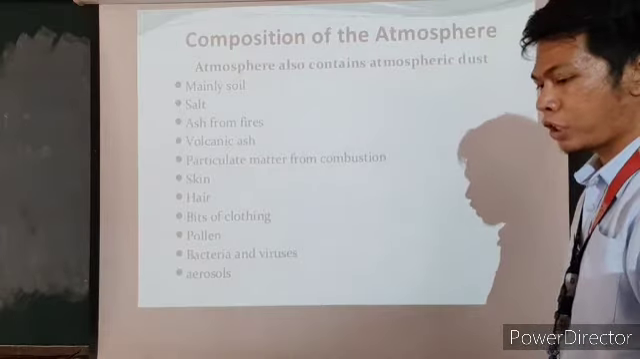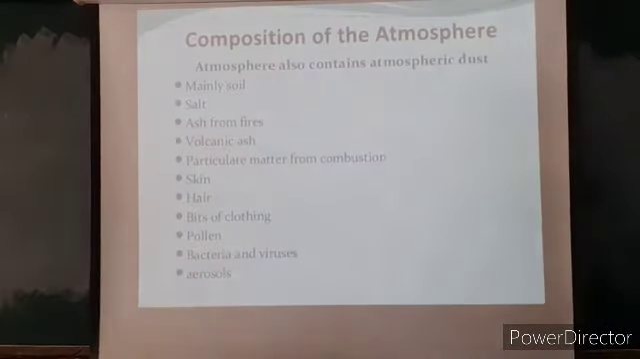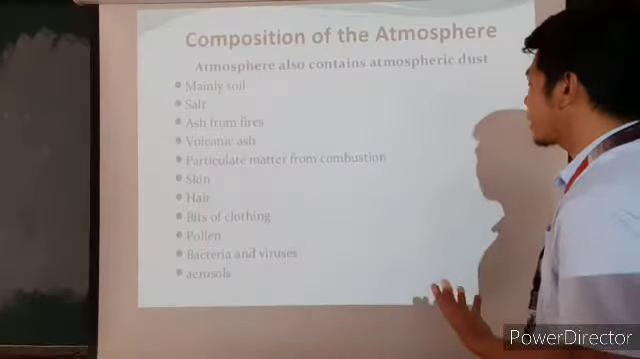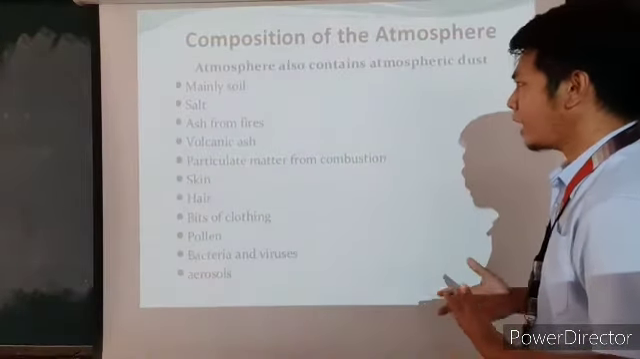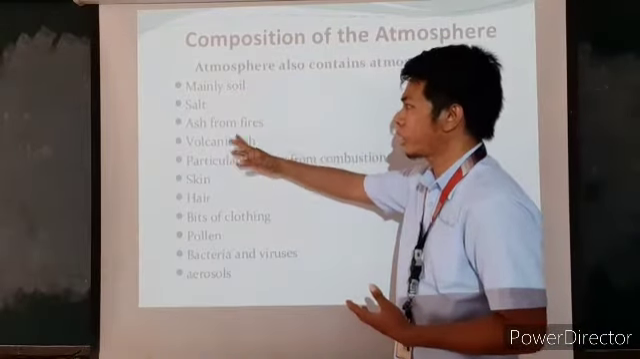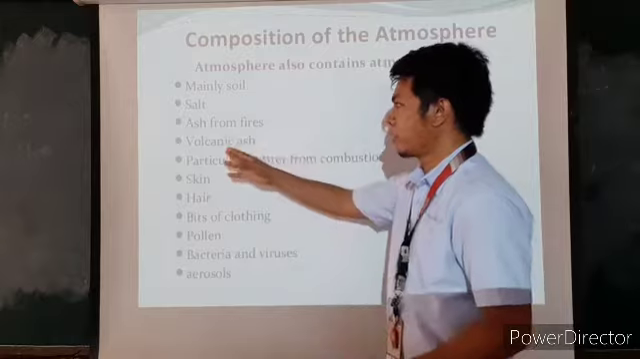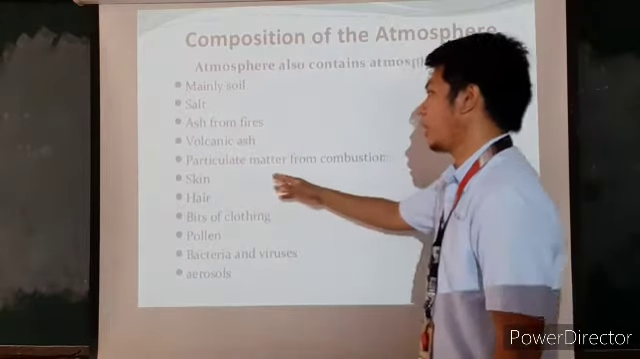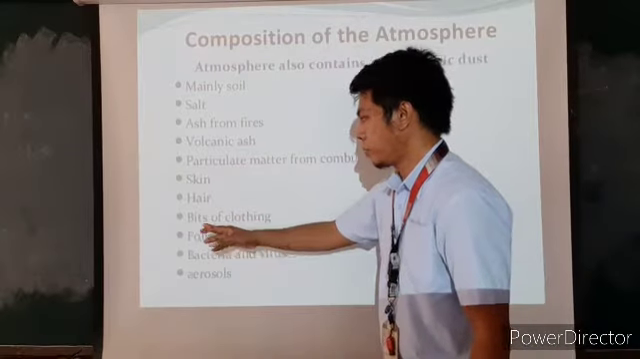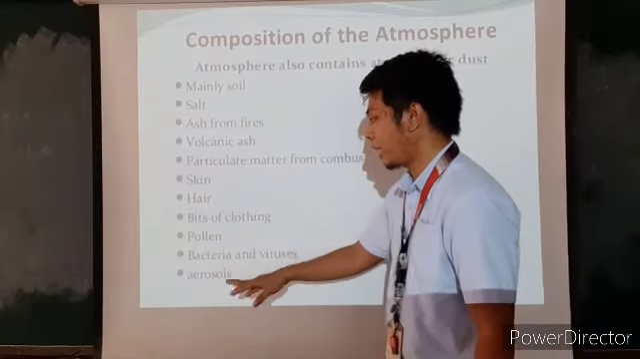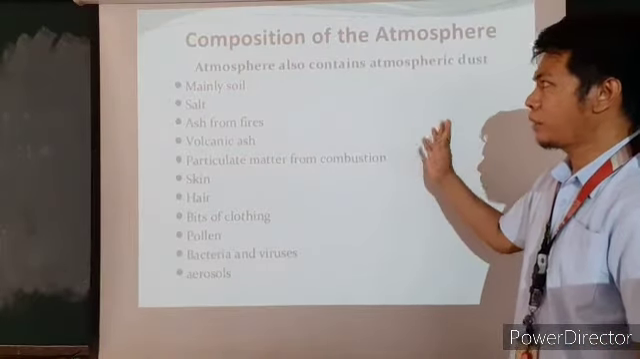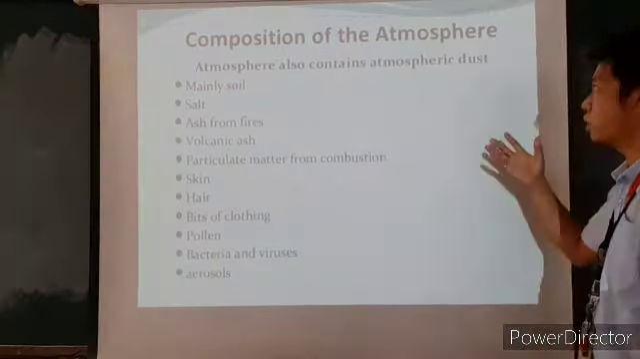So, composition of the atmosphere. There are also elements or materials present in our atmosphere. We have mainly soil, salt, ash from fires, volcanic ash, particulate matter from combustion, skin, hair, bits of clothing, pollen, bacteria, viruses, and aerosols. Those are other materials present in our atmosphere.